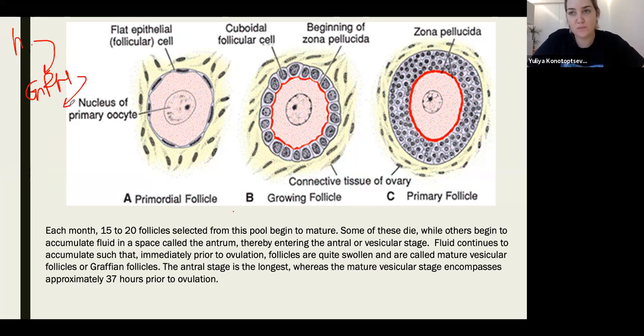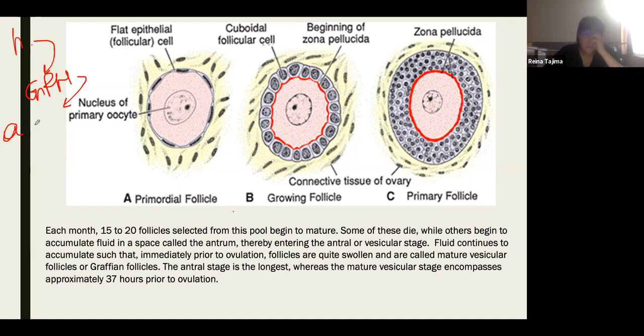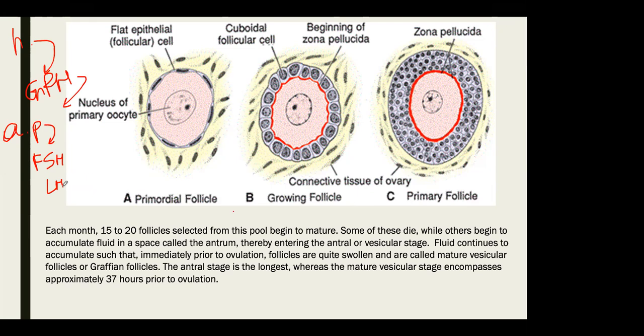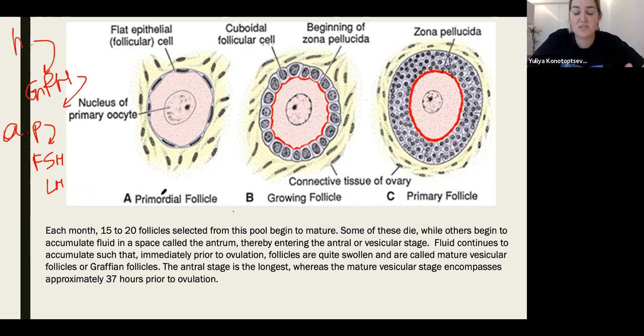GnRH is working on? Anterior pituitary gland. Very good. And as a result, this gland is going to be secreting two hormones known as the FSH and LH, as you remember, right? What is the purpose of FSH? It stimulates the follicle. Very good. It chooses the follicles, it makes them grow, it's stimulating them to enlarge, and so on.